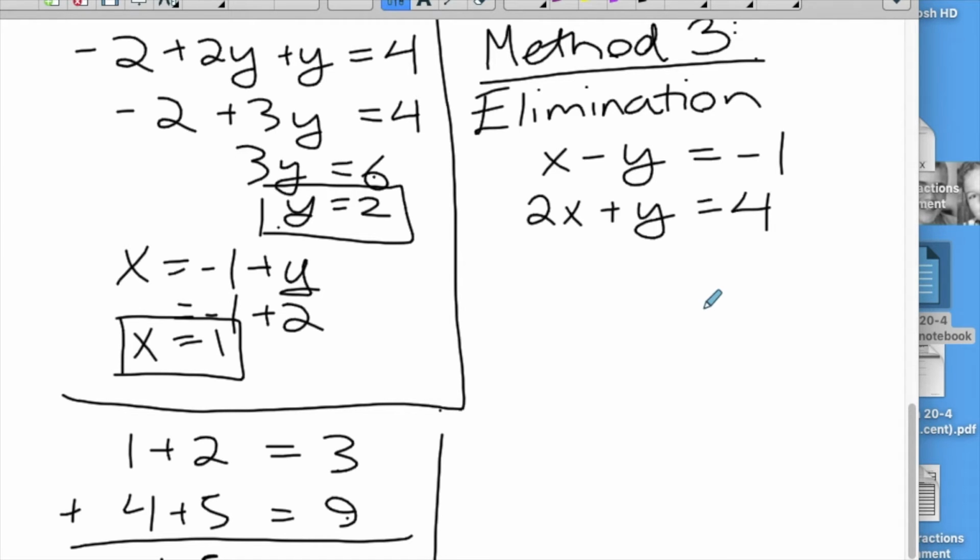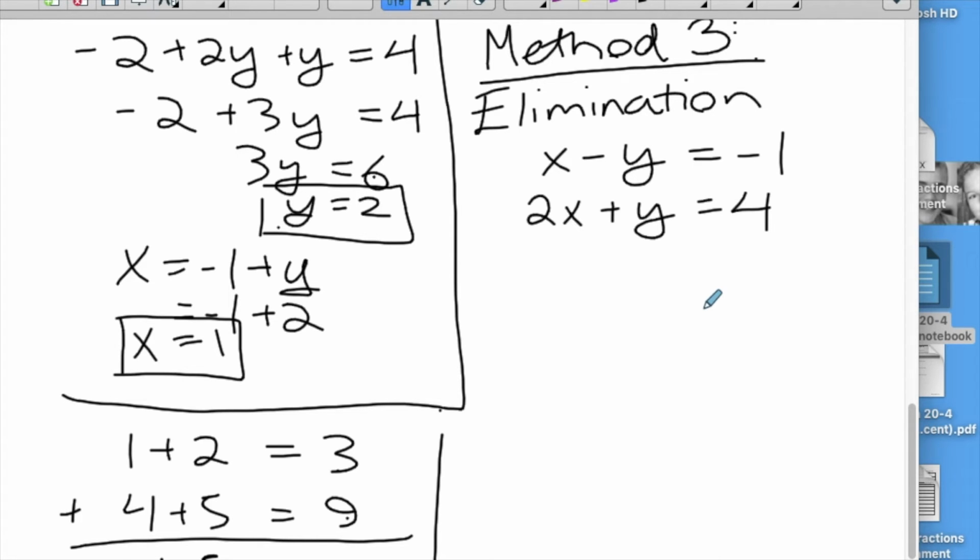Add them. If I add them, this is going to be 3x. This is going to be 0y, okay? Now, let's say we couldn't. Let's say these coefficients were different. Then what would I have to do? Do you remember?